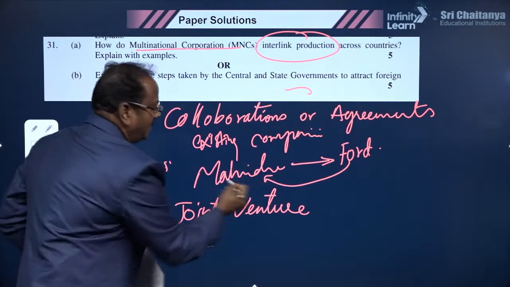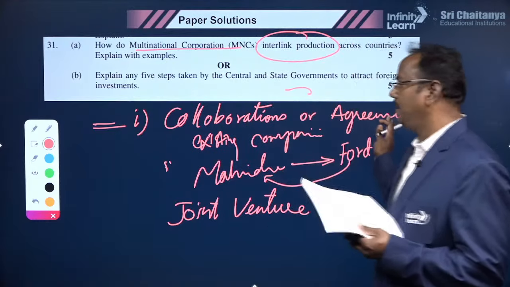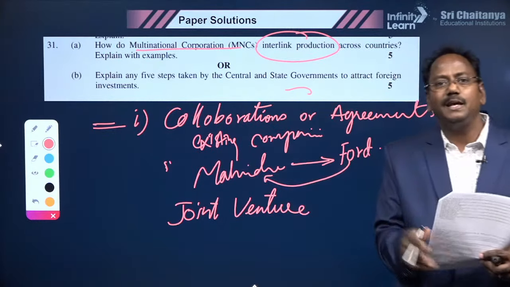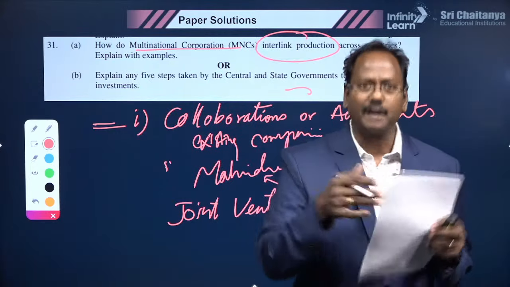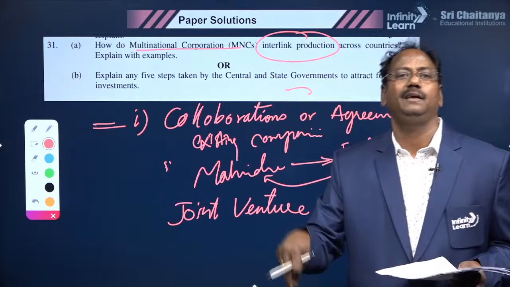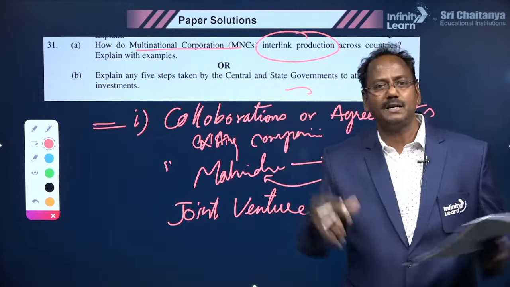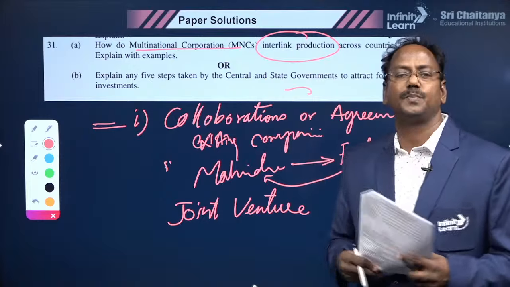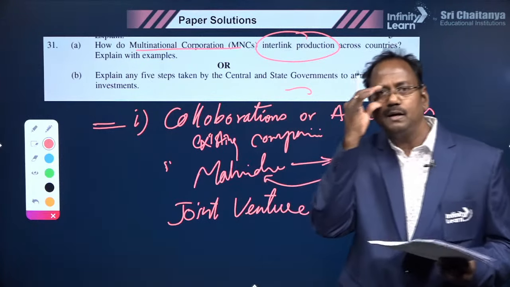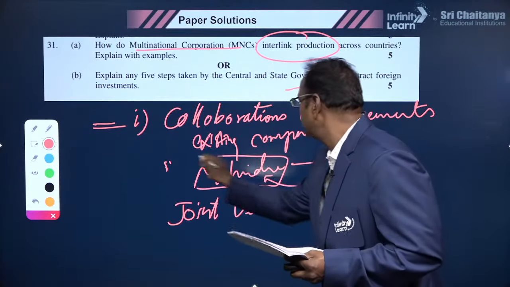Joint ventures they made. They made joint ventures, collaborations and agreements with an already existing company so that they could easily grab the existing market, because Mahindra already had a wonderful market in India. Not only in India, in many of the neighboring countries and different parts of the world, Mahindra was producing trucks, vans and many other industrial vehicles. So Mahindra was wonderfully expanded in India.